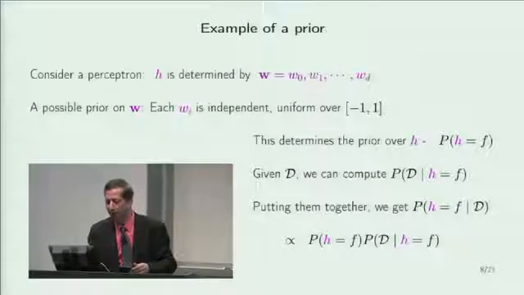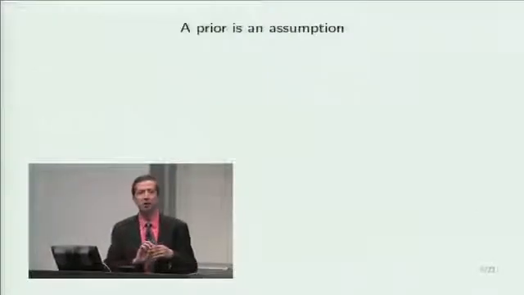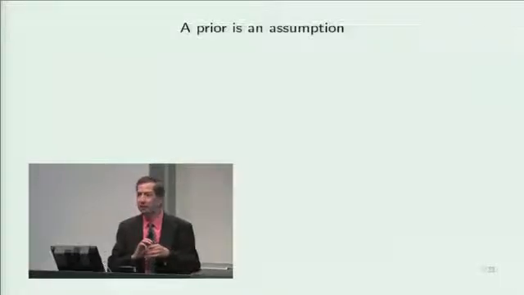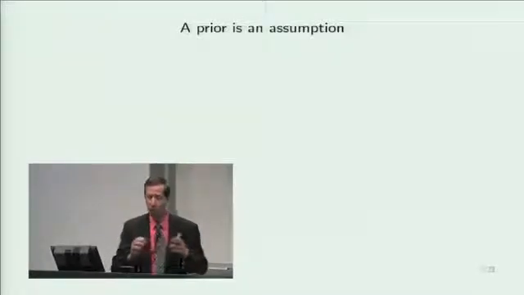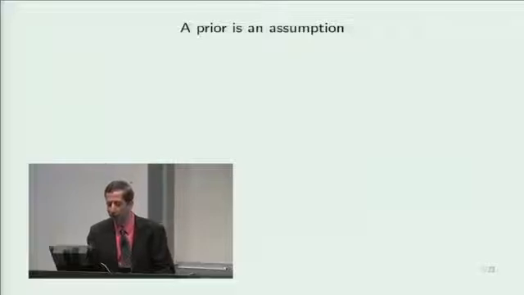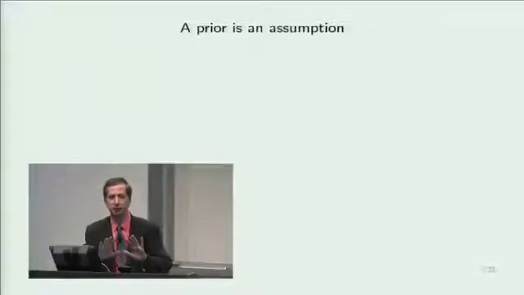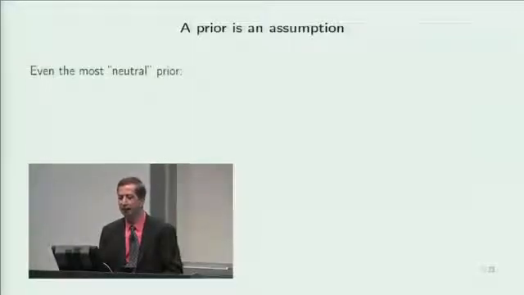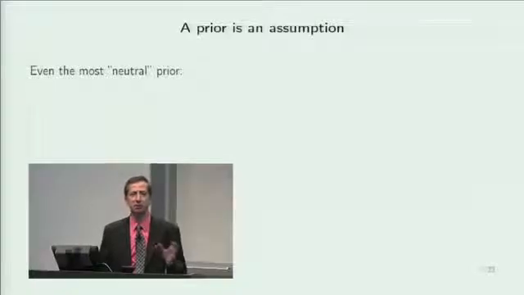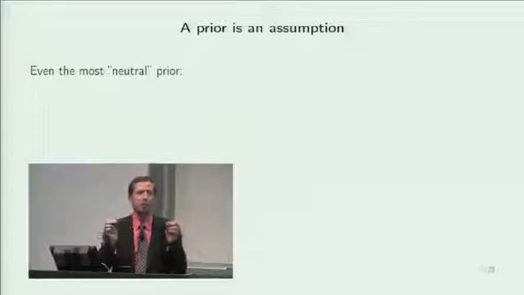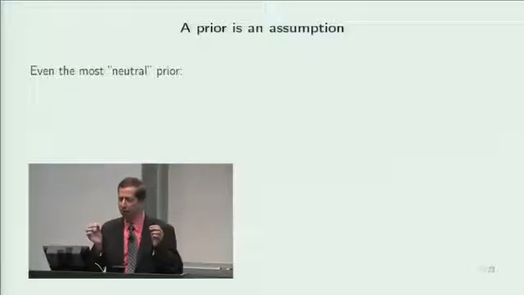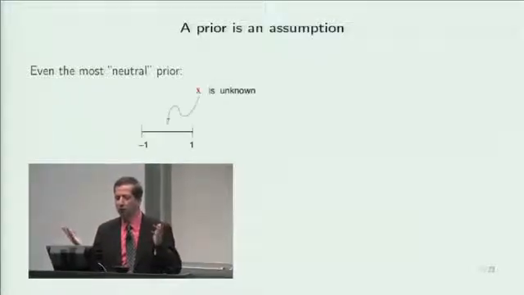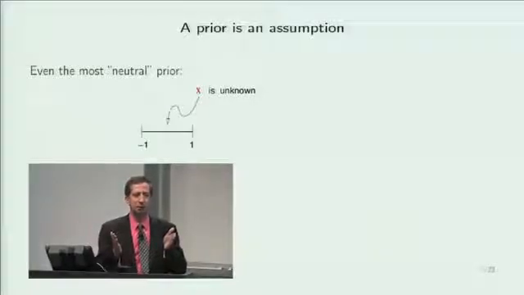Now we make the main statement about the prior, and the main statement is that the prior is indeed an assumption. So let's look at it. Let me take a very simple case, which doesn't have to do with learning in particular, to make the point. Let's say that I take the most neutral prior to describe something unknown, like a target function. In this case, it will be a number. So I have an unknown number, and all I know about it is that it's between -1 and +1.